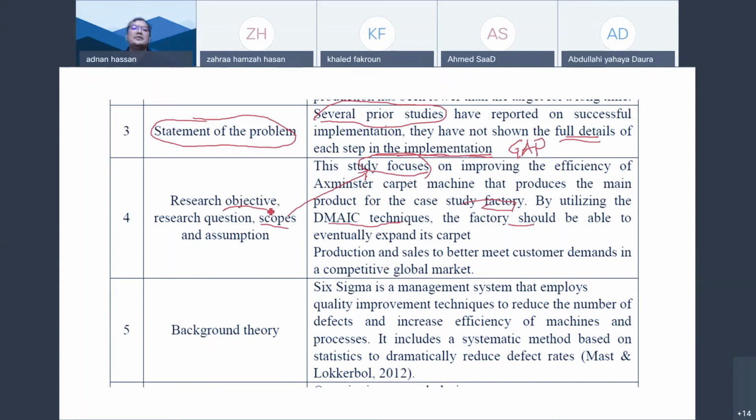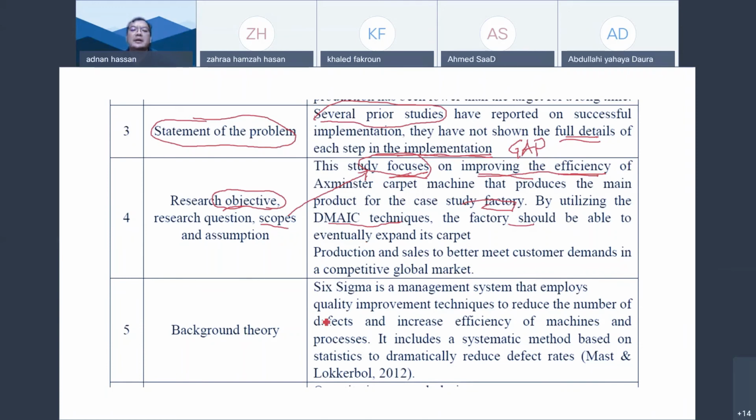So the objective in this paper that you have summarized here is not so clear. You need to put what the objective is. Maybe you could say that the objective of the paper was to improve the efficiency. Because when you say focus, we are confused now. Is it the scope or what? But I think it's implied that this is the objective, to improve the efficiency. There is no research question, and no assumption given.